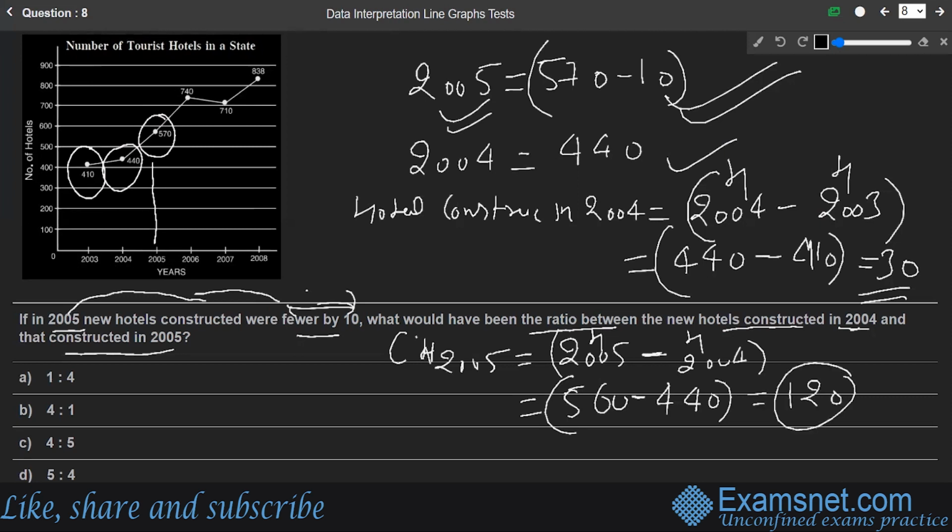Now we have to take care of the order. In the ratio, 2004 should come first. The 2004 value is 30, so the ratio becomes 30 is to 120, which is nothing but 1 is to 4. That becomes the right answer, 1 is to 4.